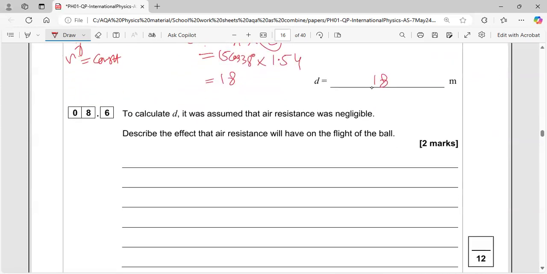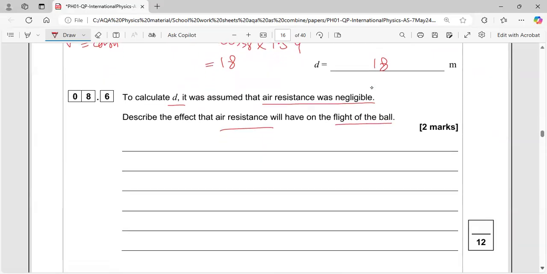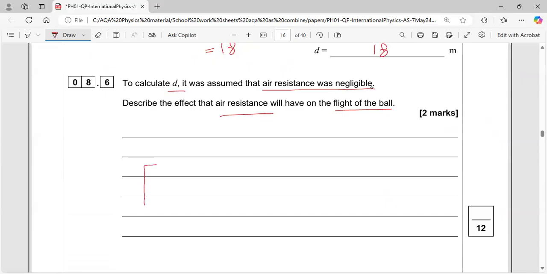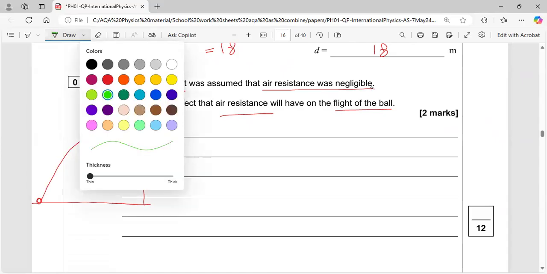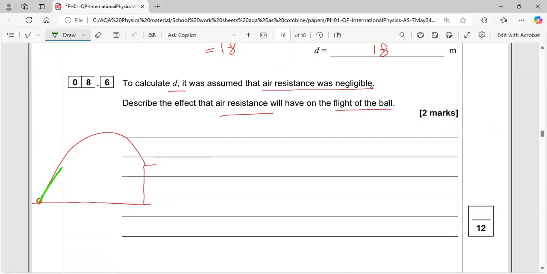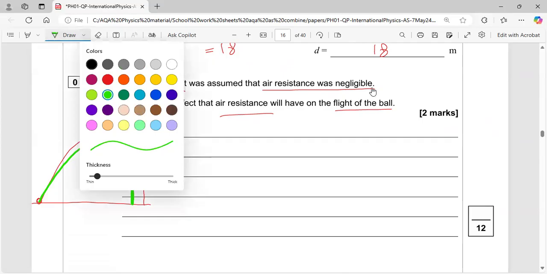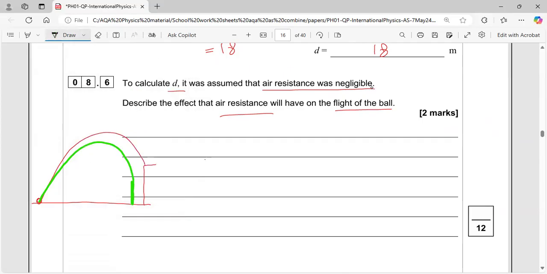Okay, the last part. To calculate d, it was assumed that air resistance is negligible. Describe the effect that air resistance will have on the flight of the ball. Like, if the air resistance is there, how is that affecting it? Without air resistance, it was like this. But if the air resistance is there, then obviously the ball would not reach the maximum height and it will fall short as well. So whenever air resistance is there, three effects are going to happen.